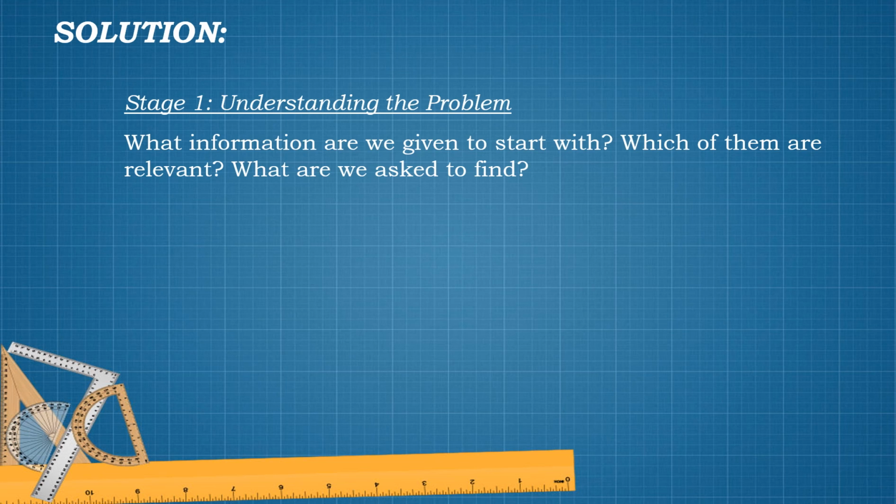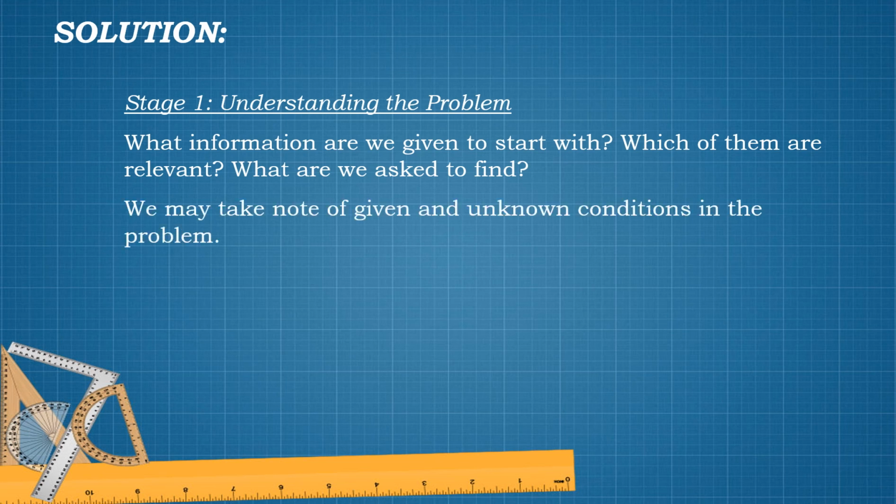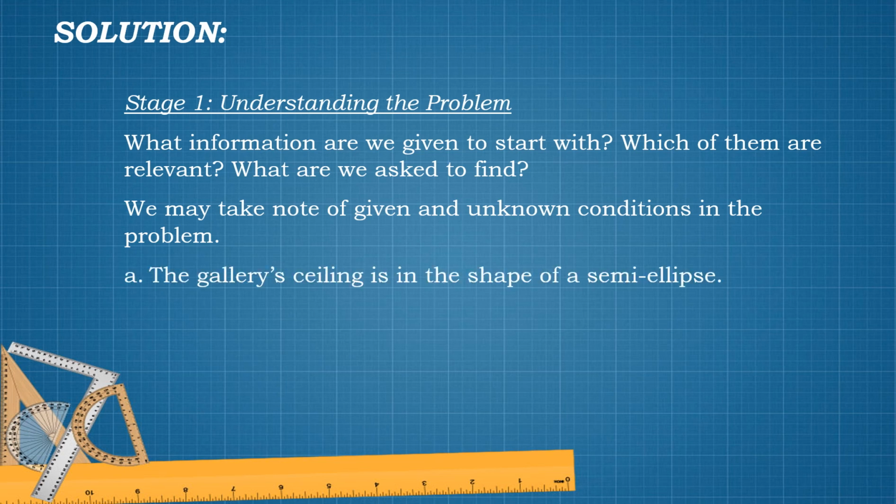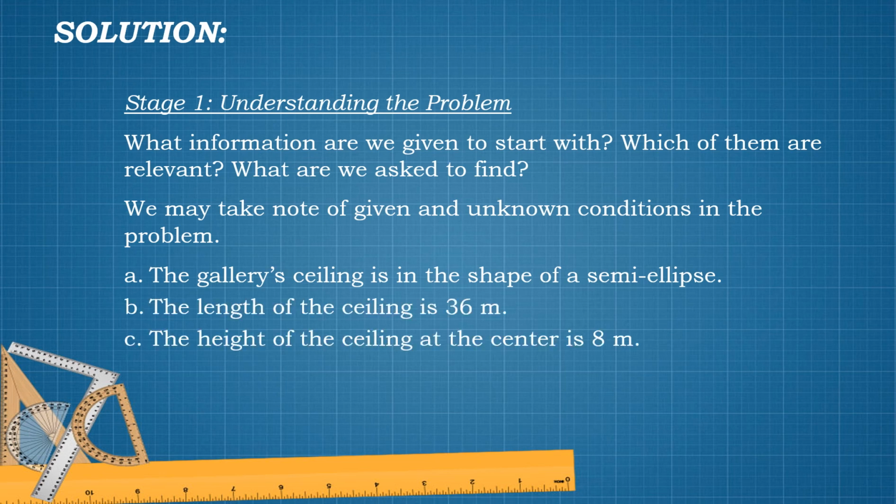What information are we given to start with? Which of them are relevant and what are we asked to find? Now, we may take note of given and unknown conditions in the problem. First, the gallery ceiling is in the shape of semi-ellipse. Next, the length of the ceiling is 36 meters and the height of the ceiling at the center is 8 meters. So here are the given information in order for us to answer the given problem.